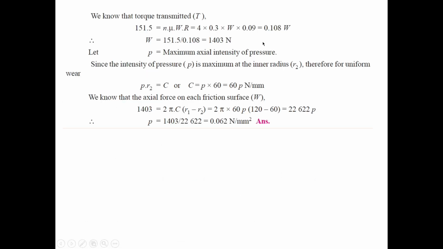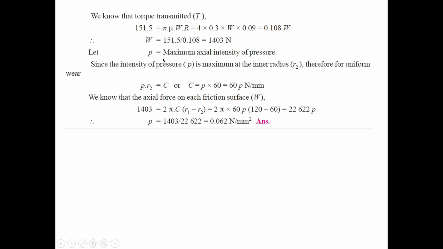We also know that the torque transmitted T is equal to n mu WR. You know this formula, we are familiar with this. Torque has been found earlier, and n is also found. We know the mu value, and the only unknown value is W, the axial force. By substituting all the remaining values, we got axial force W as 1403 Newton.